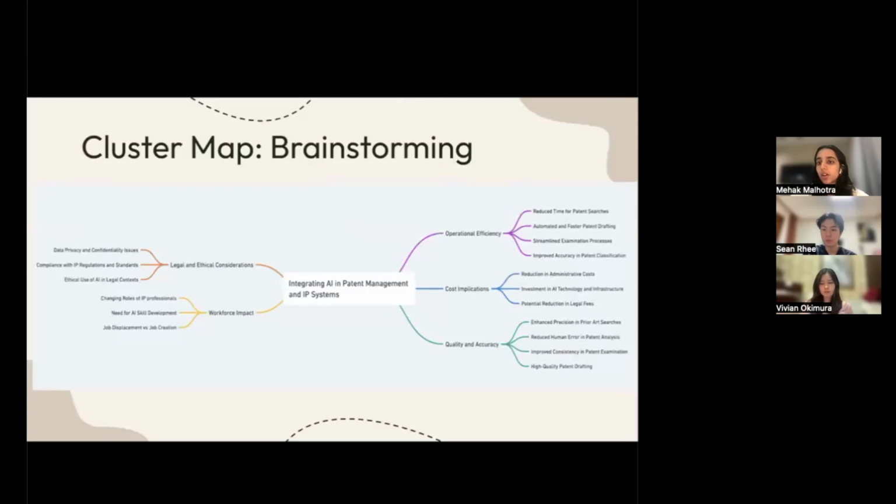So we wanted to start off with our cluster map to explain our brainstorming process and highlight the interconnected components of our issue. We categorized the impact into five main areas: legal and ethical considerations, workforce impact, operational efficiency, cost implications, and quality and accuracy. To highlight one section, operational efficiency would include a reduction in time for patent searches, faster patent drafting, and other factors. Creating a cluster map provided a helpful starting point to examine how AI could result in positive and negative outcomes.